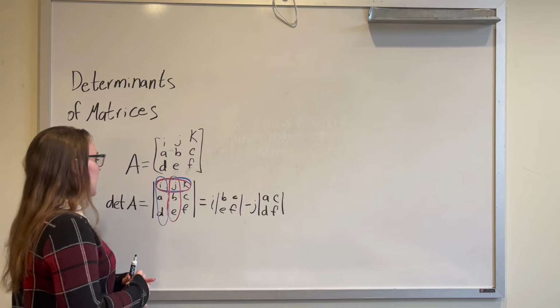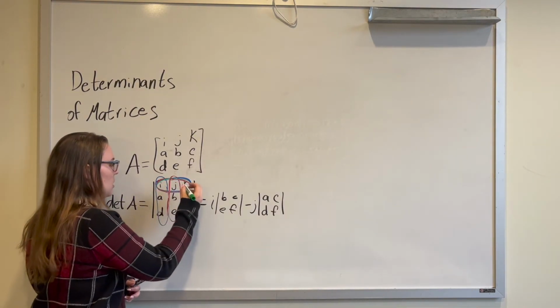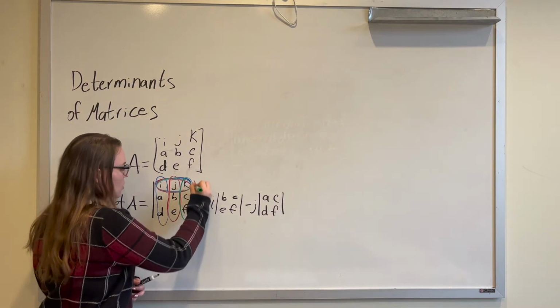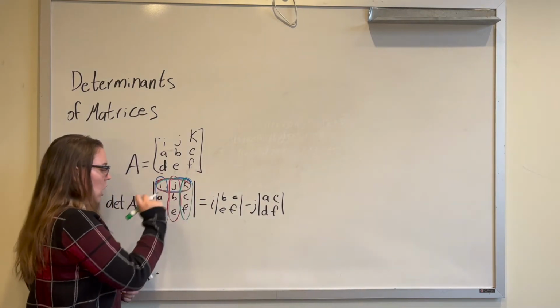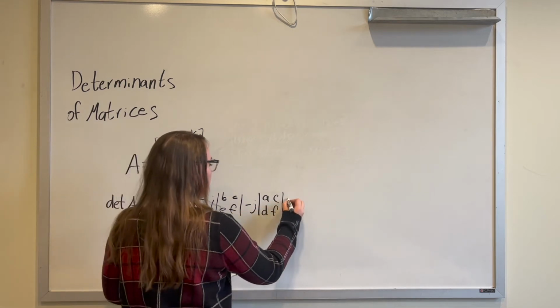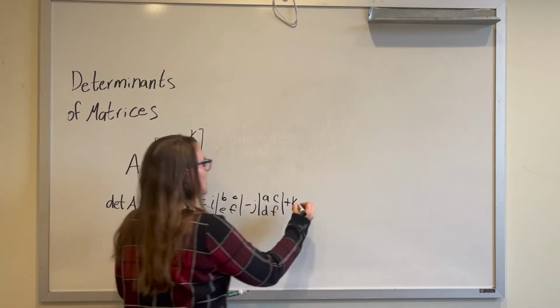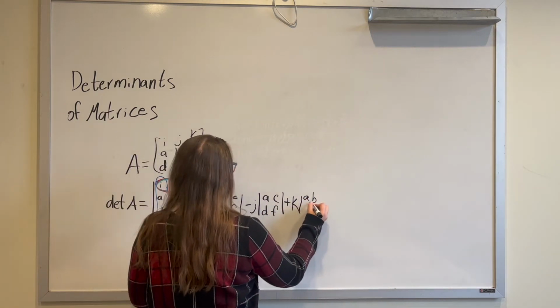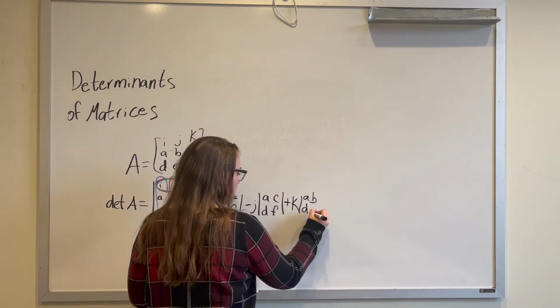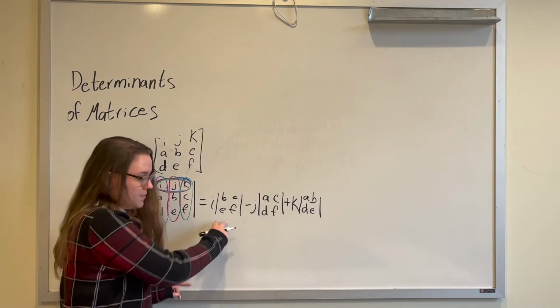Finally, we block out the numbers in the top row and the last column corresponding to our K here. And then we add K times the determinant of this matrix here, which is A, B, D, E. Our final step here is to find the determinant of these matrices.